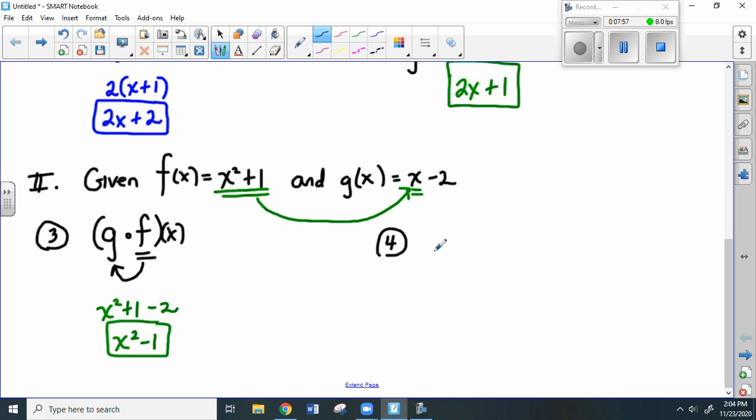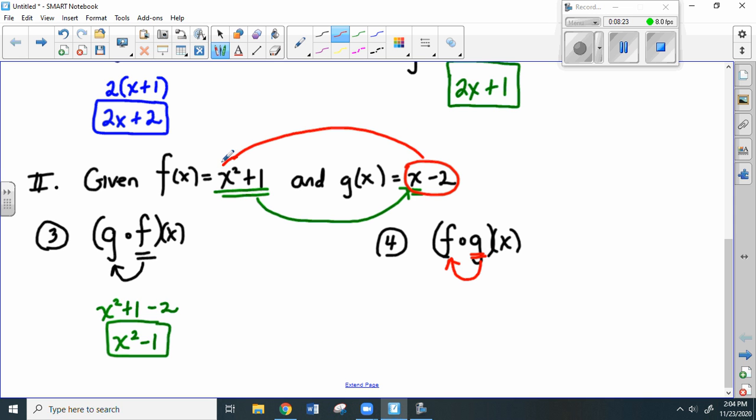All right, let's go the other way. Let's do f composed with g of x. Again, that means take the second one and put it into the first one. So I'm going to take g of x, and I'm going to put it into f of x in place of x. Just be careful, there's a square. So when I put the x minus 2 in, but then there's a square outside here, I have to square everything I just plugged in before I can add 1.